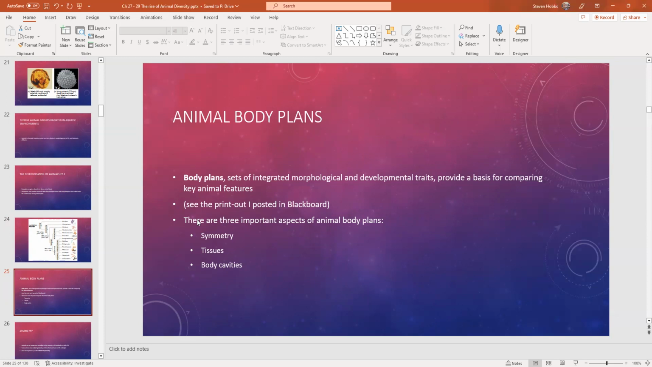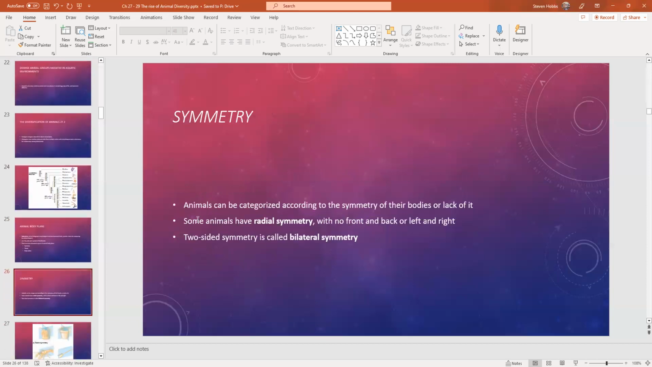Why were they successful or why were they not successful? So the three important aspects for animal body plan: symmetry, tissues, and body cavities. We've talked about symmetry. We've talked about tissues. We're going to get further into both of those, but we haven't talked about body cavities just yet. We will. Now, symmetry, the animal can be categorized as having symmetry or not. So they can be symmetrical or asymmetrical.